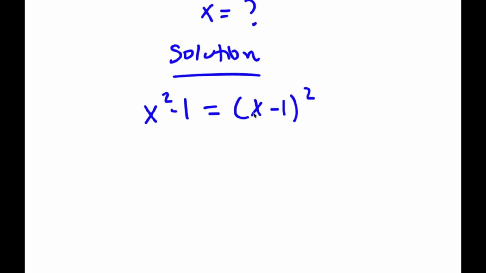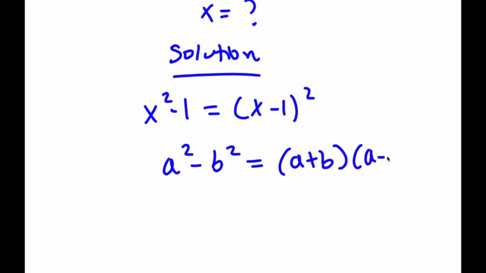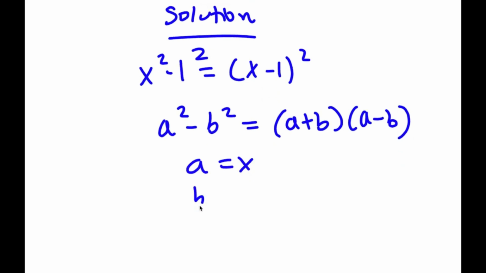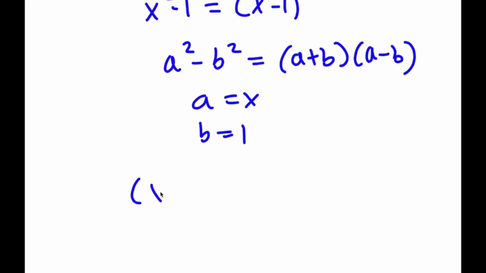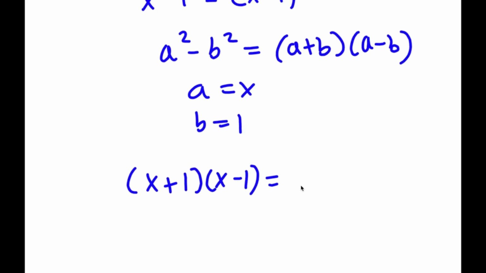Now I'm going to go ahead and expand x squared minus 1. So if I have something in the form a squared minus b squared, this is equal to a plus b times a minus b. So in this case, x squared minus 1 is the same thing as x squared minus 1 squared. So a is equal to x and b is equal to 1. So now I have x plus 1 times x minus 1, which is equal to x minus 1 squared.